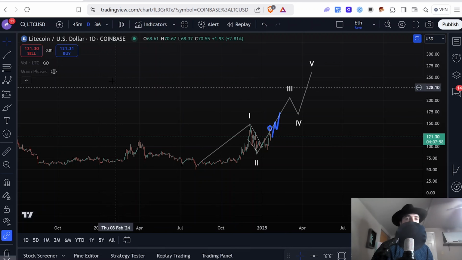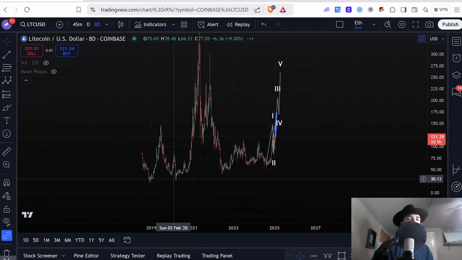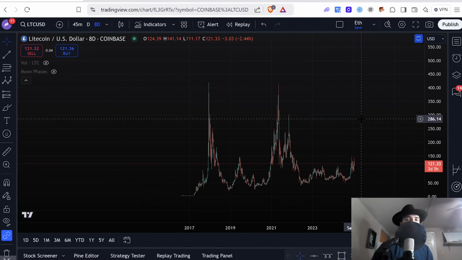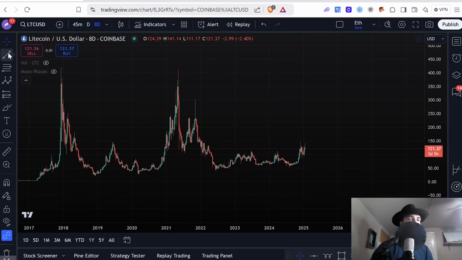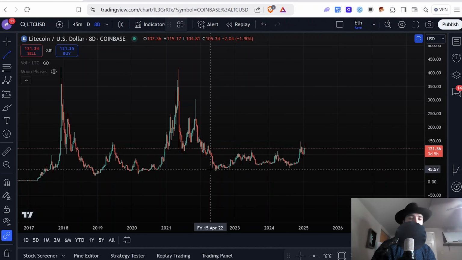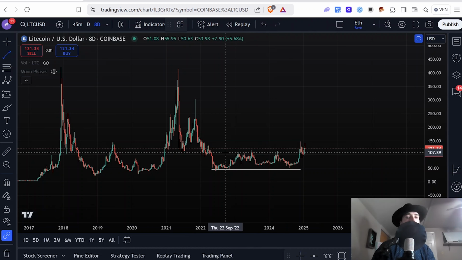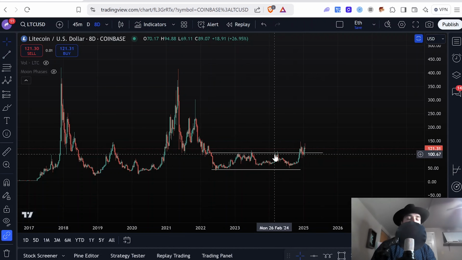The other thing that I see here with Litecoin is on the 8-day candlesticks. If you zoom out here a little bit into the bigger time frame, you can see that Litecoin has broke bullish out of a horizontal consolidation range. So we have this horizontal consolidation right here. We broke bullish out of that level, which is very bullish.